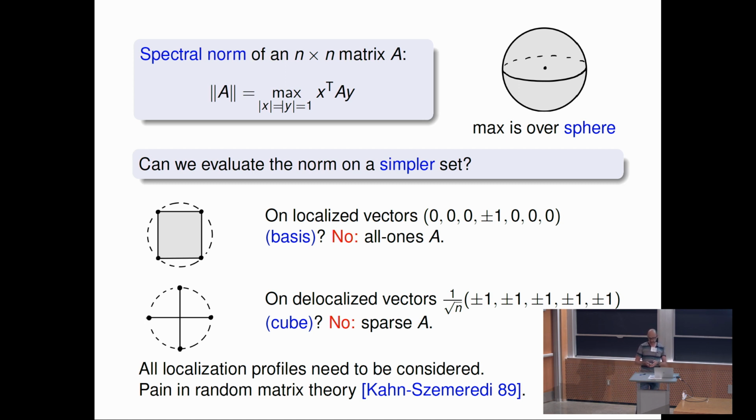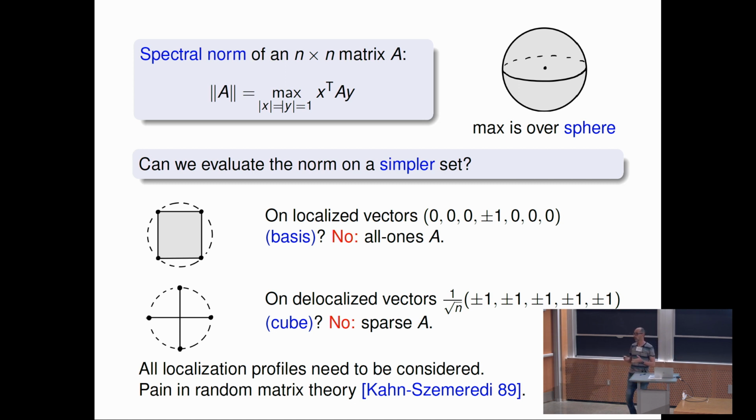You can't really evaluate it on the localized vectors like the basis, 0, 0, 0, 1, 0, 0, 0, because the matrix could be all ones, and you're just picking one element. Of course, it's not going to work. And you cannot evaluate it on delocalized vectors either, the entire cube, plus minus 1, plus minus 1, and so on, because the matrix could be localized. The matrix could be just 1 in one entry and 0 everywhere else, so you're wasting too much.